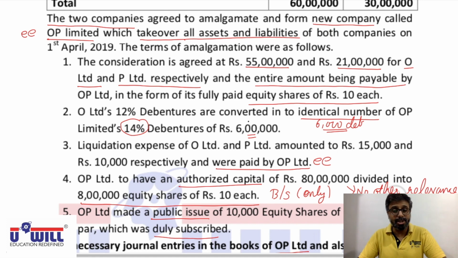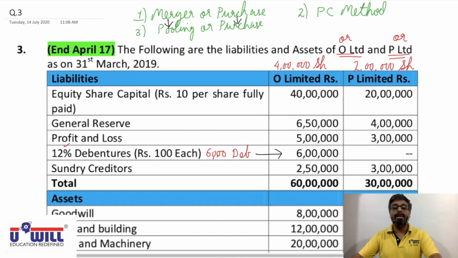And third and last condition, the entire purchase consideration should be payable in the form of equity shares only, except fractional amount may be paid in cash. See adjustment 1. What did I make you underline? Entire amount being payable by equity shares of rupees 10 each. So all the three conditions of merger are satisfied. Is it merger or purchase? It is merger. Every question, these three things you have to find. It is merger and it is not a purchase.